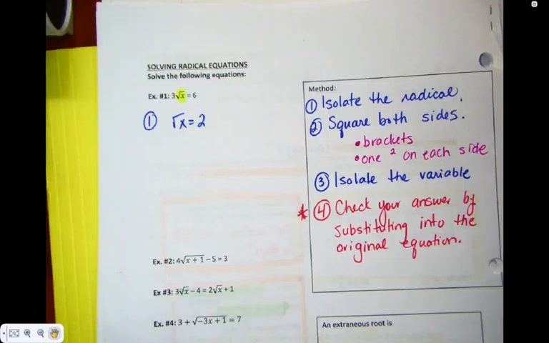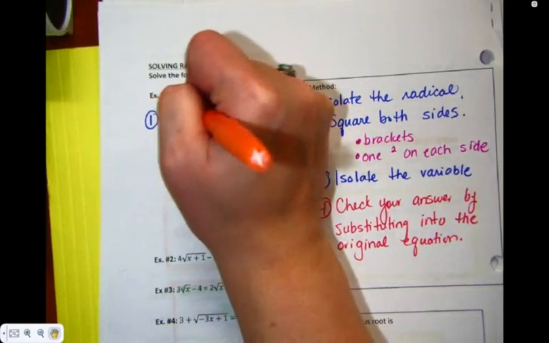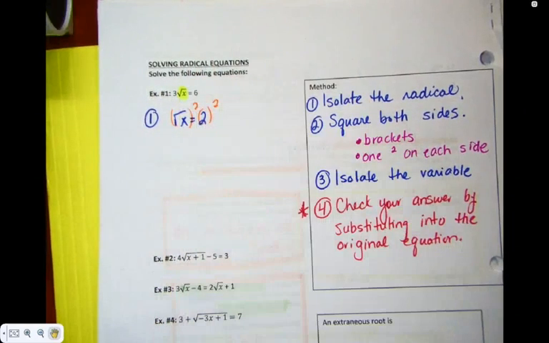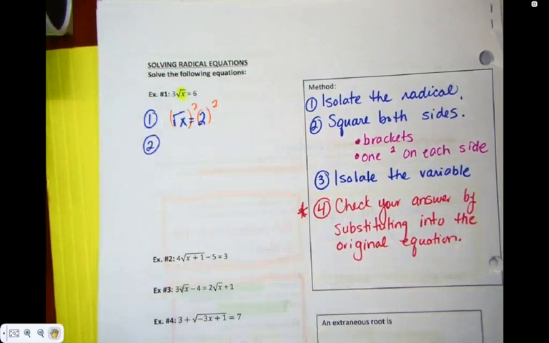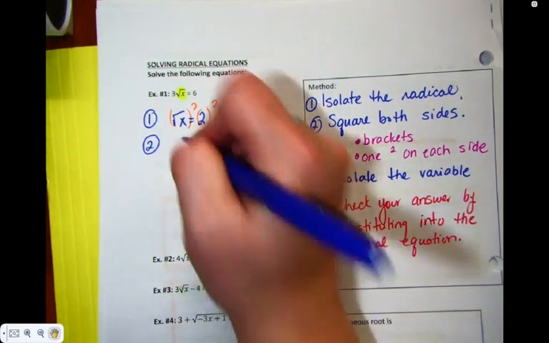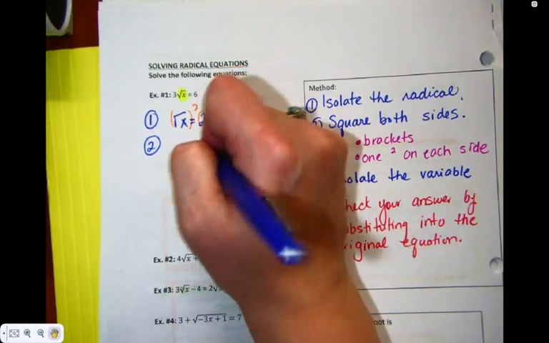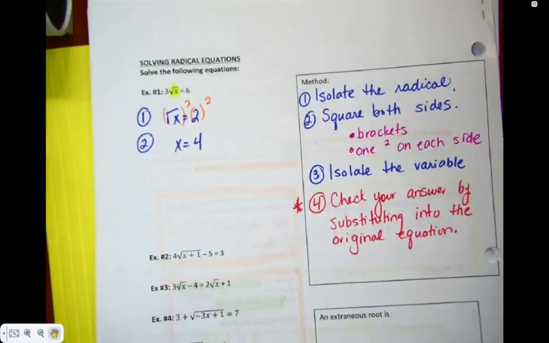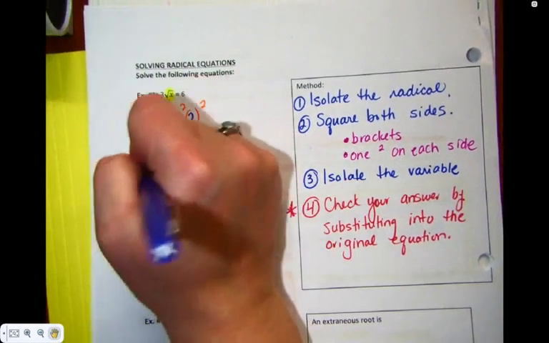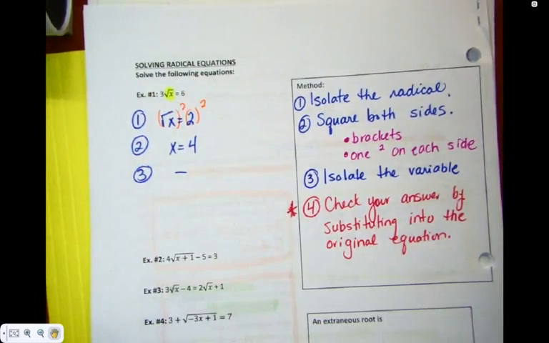This time we have a square root, so what's the opposite of square rooting? Squaring. You have to bracket both sides, and you have to put 1 on each side. So to balance that equation, you can't just put 1 on the left. You have to put 1 on the left, 1 on the right. What happens to the square root of x when we square it? And what happens to 2 squared when we check it? 4. Isolate the variable. It's already done. X is all by itself already.